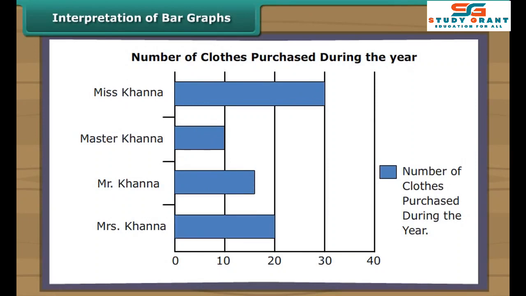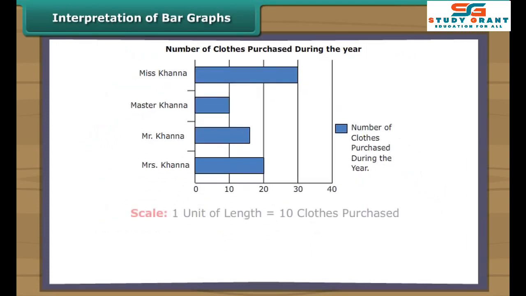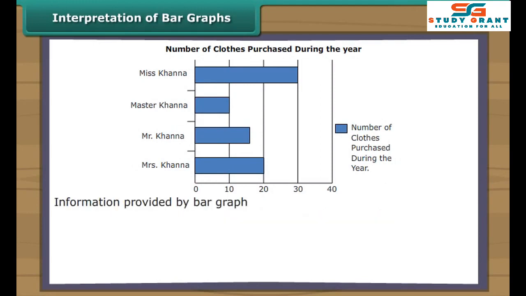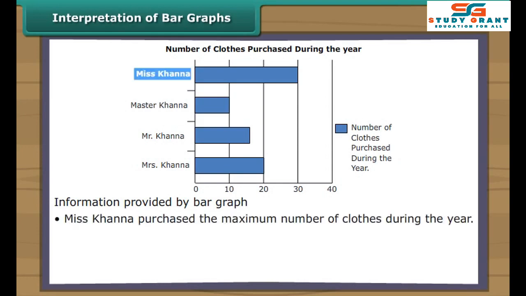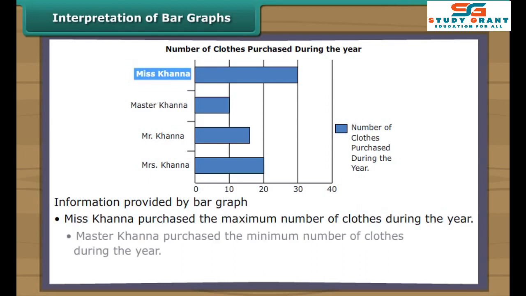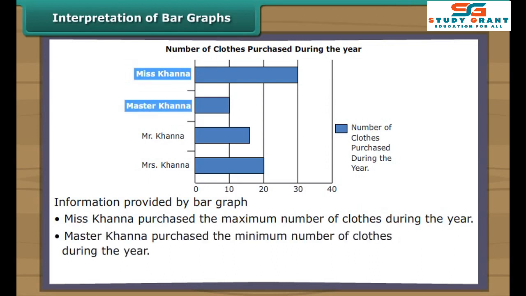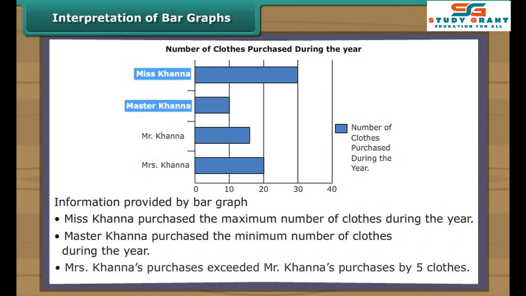Interpretation of bar graphs. A bar graph is representation of data graphically with the help of horizontal or vertical bars. Bar graphs are easier to draw than pictographs. Let us understand bar graphs by interpreting them first. Look at this bar graph. It is a horizontal bar graph. The thickness of the bars and the gap between the bars are identical. It shows details of clothes purchased by the members of the Khanna family during the year.